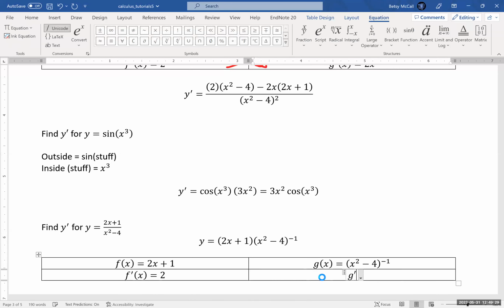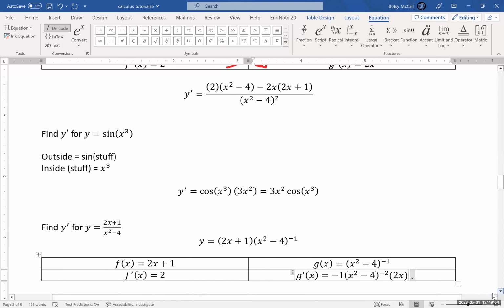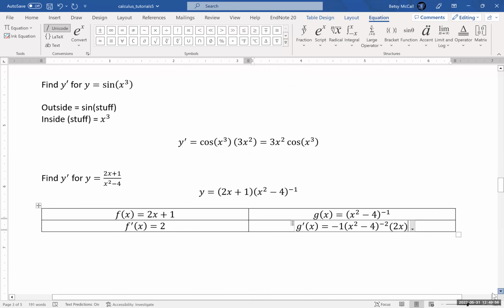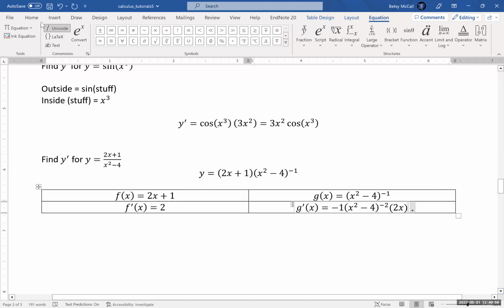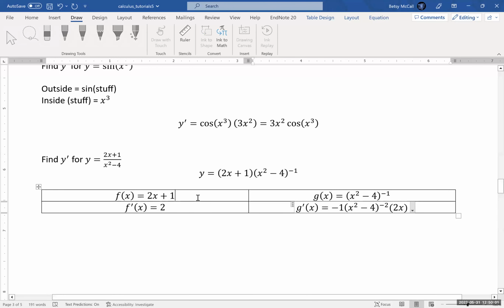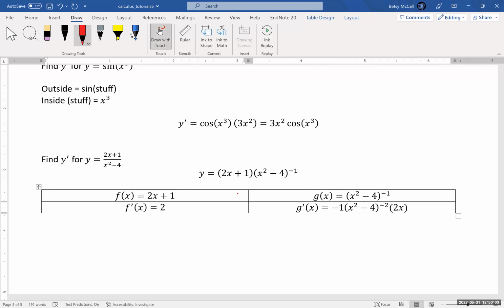And then g prime, I'm going to use the chain rule to find this derivative. So I bring down my power, negative 1. I rewrite the inside unchanged because I don't look at it until I do the derivative of that part, negative 2, reduce the power, and then I multiply by 2x. And then again, I can cross multiply.